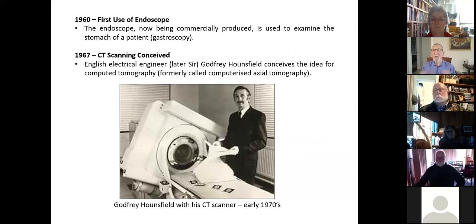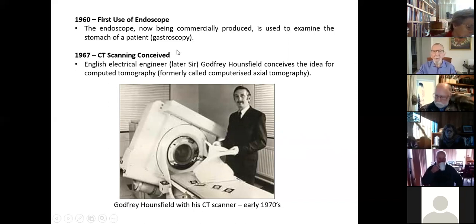This is why these scans are still often referred to as CAT scans, but they should correctly be referred to as CT scans, computed tomography. And these CT scans are much more detailed and give a lot more information than a regular X-ray. So this was very, very exciting indeed.